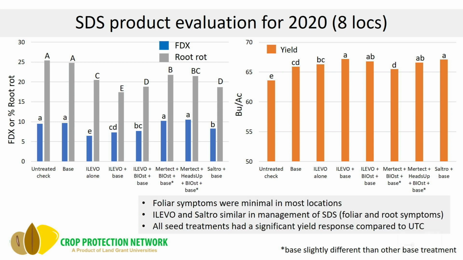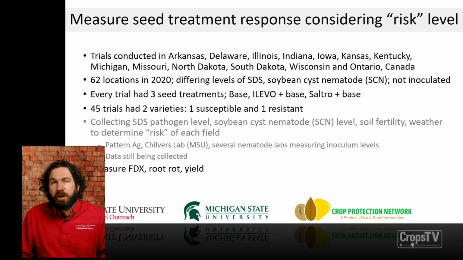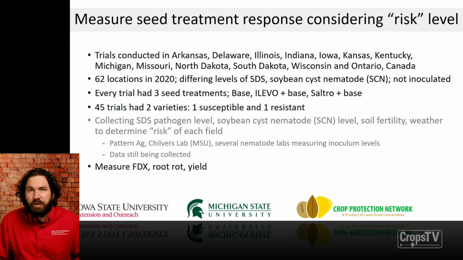So in general, what we found, foliar symptoms were minimal across most of the locations. Elevo and Saltro worked, and they were very similar in management for both foliar and root symptoms, and all of the seed treatments had a significant yield response compared to the untreated control. All right, one of the other things that we started in 2020 is we wanted to look at how effective these seed treatments would be under different risk levels, and risk is in parentheses.